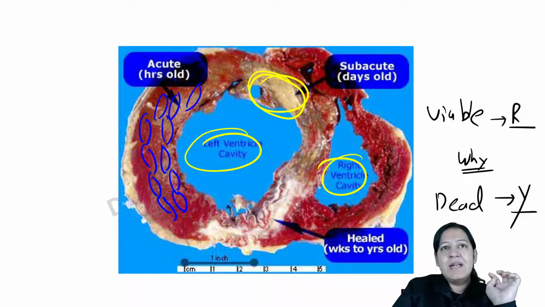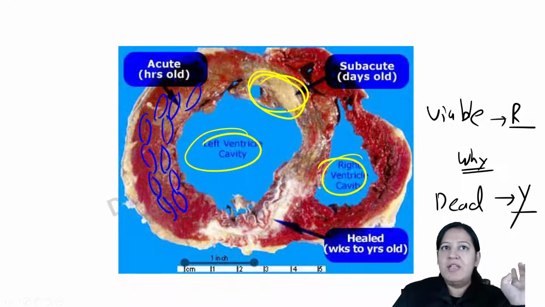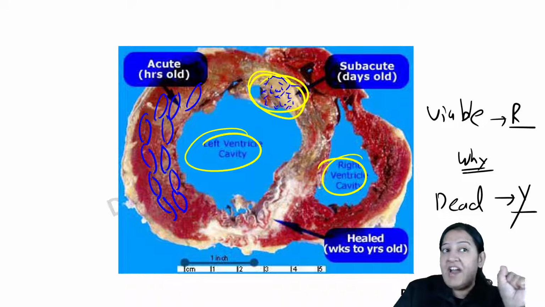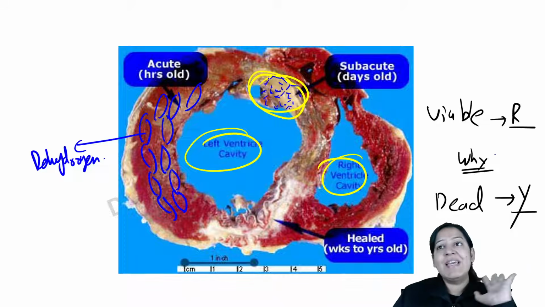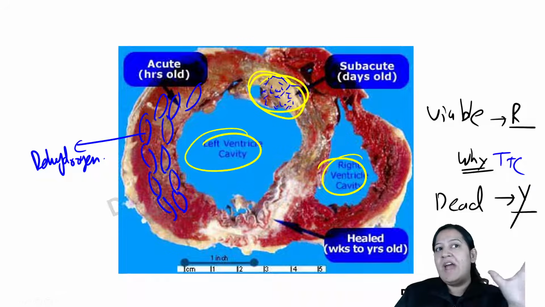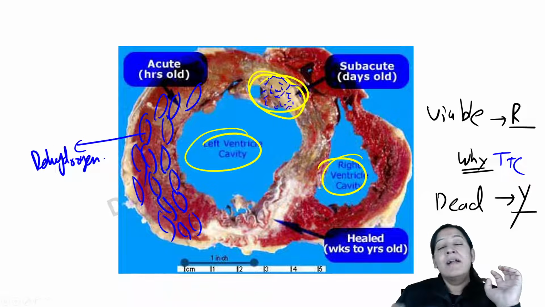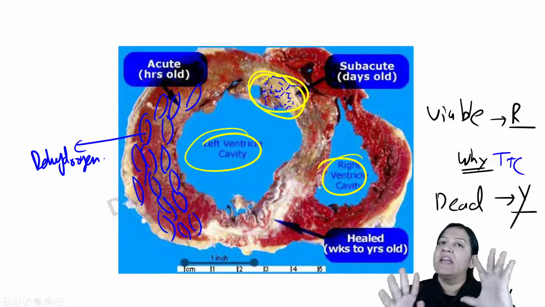So this is the dead area. In the dead area, the cells are already necrosed. They are burst. Now all the cells have an enzyme known as dehydrogenase inside them. TTC forms a bond with dehydrogenase. So all the area which has intact cells has dehydrogenase present, and TTC will form a bond with it, and that area will become red.